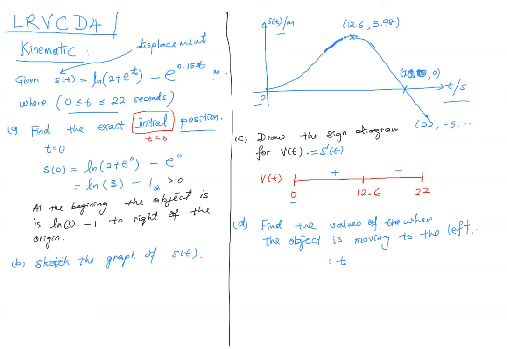Because moving to the left, that means the velocity is negative. Correct? The velocity is negative. Yeah. So you get 1 mark.